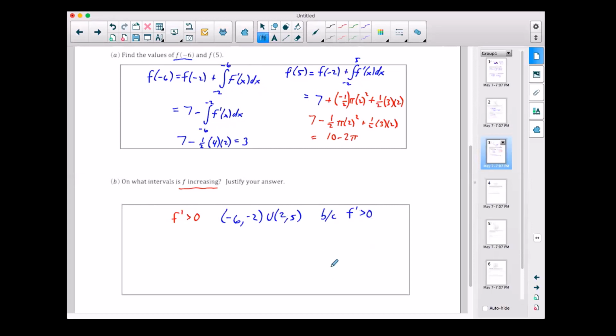Well, we knew it because f prime is greater than 0. That simple statement right there is all that you needed. And so this is also worth 2 points. 1 point, they're kind of tied together, but essentially you can think of it almost as 1 point for the answers and then 1 point for the reason.